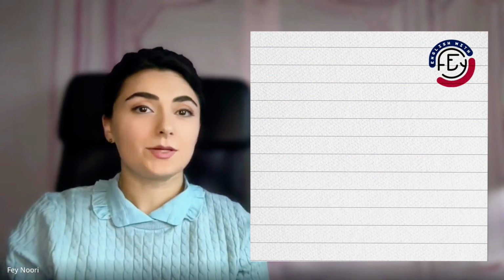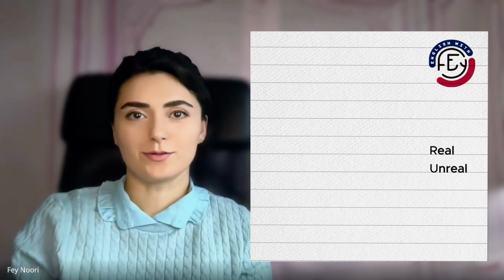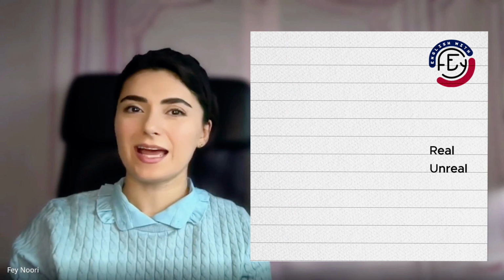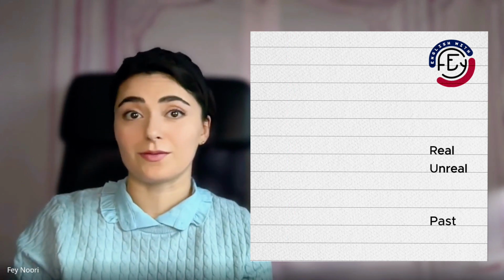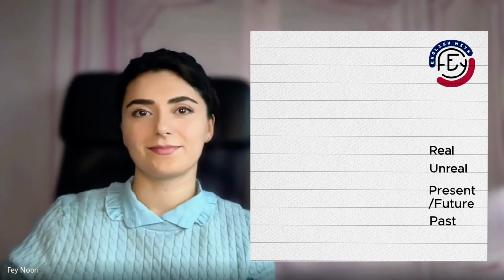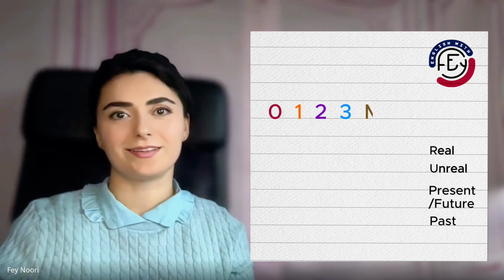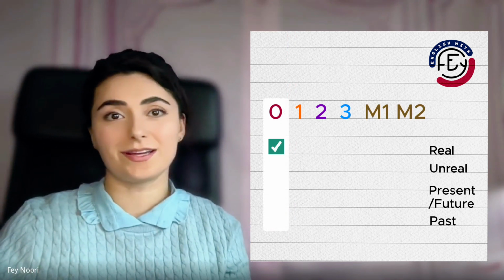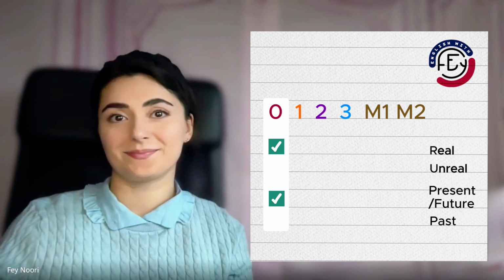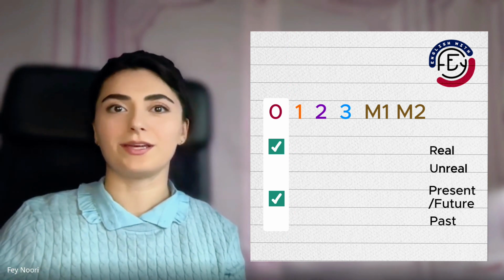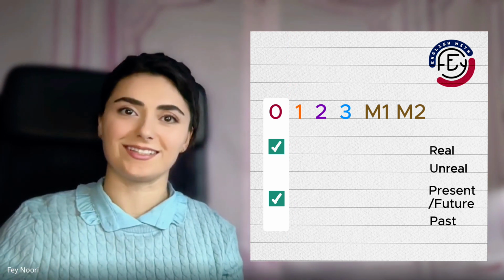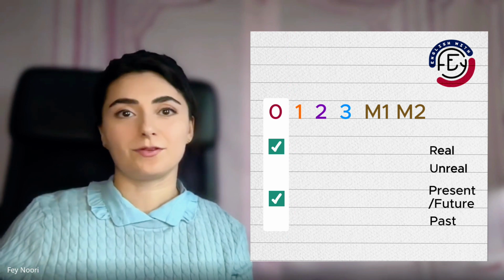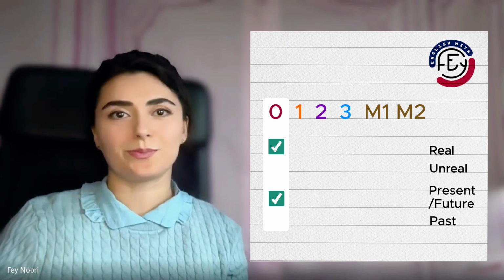So, let's review what we learned today. We ask ourselves, is it real or unreal? We also ask ourselves, did it happen in the past, or are we talking about the present or the future? With zero conditional, it's always real and it's not imaginary, and it talks about the present. It's a general truth. For example, if you heat water to 100 degrees Celsius, it boils. If you mix red and blue, you get purple.